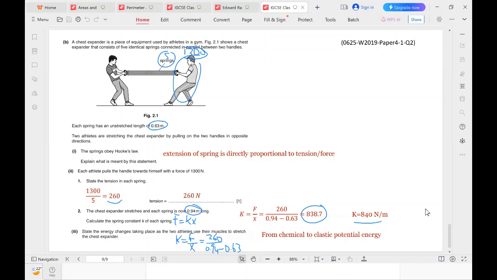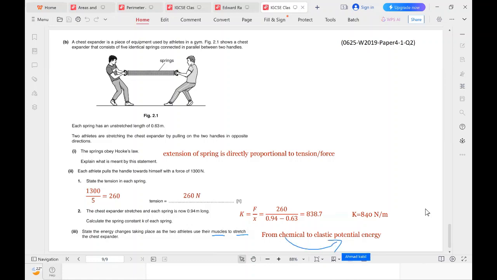In part iii, we are asked to state the energy changes taking place as the 2 athletes use their muscles to stretch the chest expander. Their muscles have stored food or chemical energy. And then to stretch, you have strain energy or elastic potential energy. So the conversion here is from chemical to elastic potential energy.